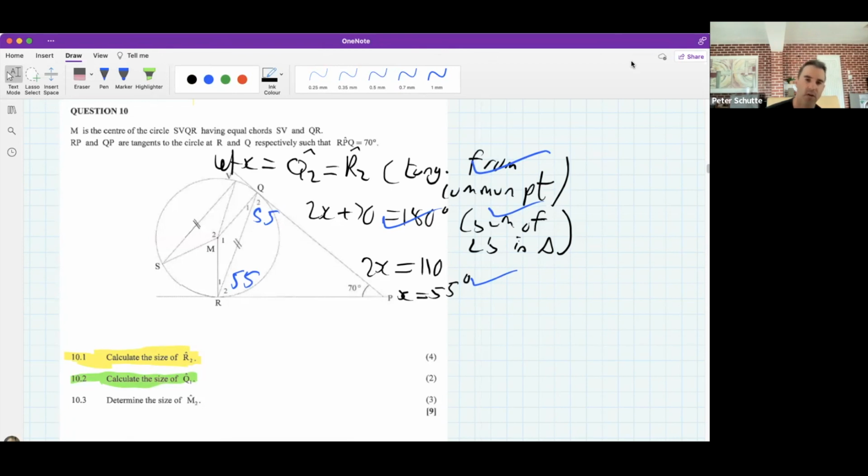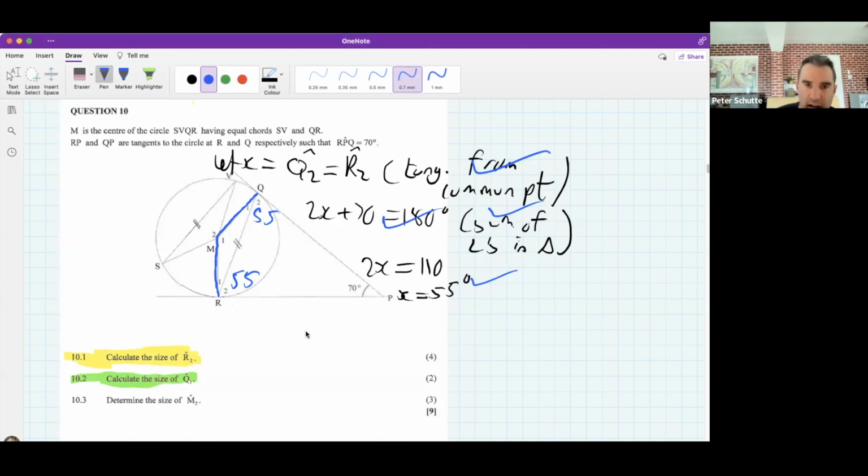I think the first thing we can notice is that there is a radius in two sides of the triangle MRQ. The rule we know is that when a line from the center is perpendicular to a tangent, that angle Q1 and Q2 is equal to 90. Because we already know Q2, we'll just subtract 55 from 90, and then we get 35 as Q1.